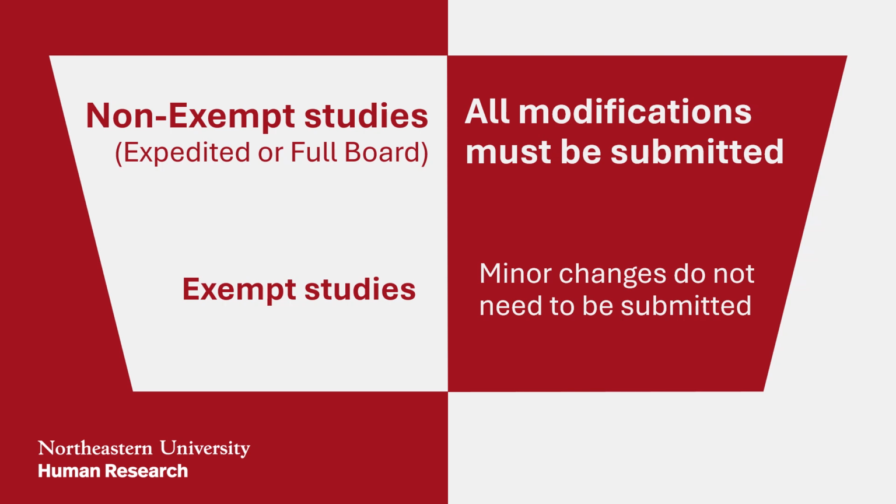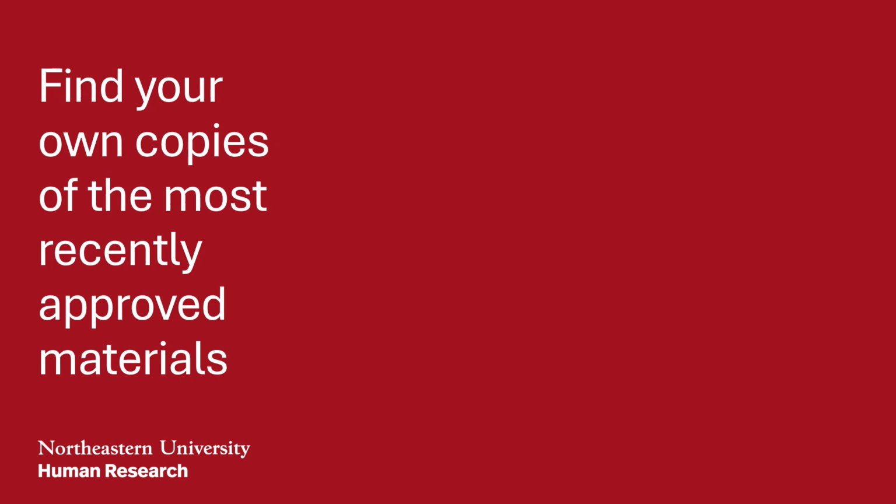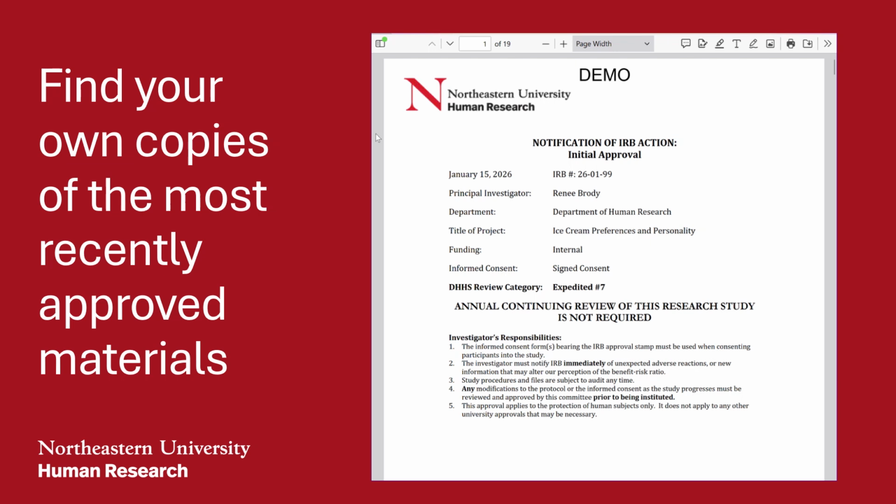With exempt studies, minor changes don't need to be submitted, and just in general, not everything in this video will apply to them. The first thing you need to do is find copies of the materials you're going to be revising, and you need to make sure that these are the same versions that actually got approved at the end of the review process. So what I recommend doing is pulling up your most recent approval packet. This demo here shows an initial approval packet, but if you've already had some modifications approved for this study, you'll want to check those packets as well.